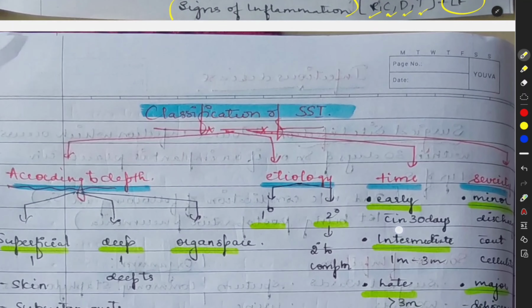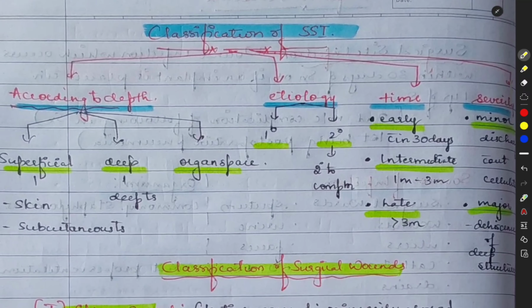What is the classification of SSI? This is important. SSIs are classified based on the depth, etiology, the time involved and the severity. Based on the depth, it can be superficial infection, deep or organ space. Superficial is just the involvement of skin and the subcutaneous tissue. Deep is wherein the deep tissues are involved, and organ space can be the thorax, abdomen, peritoneal cavity, etc.